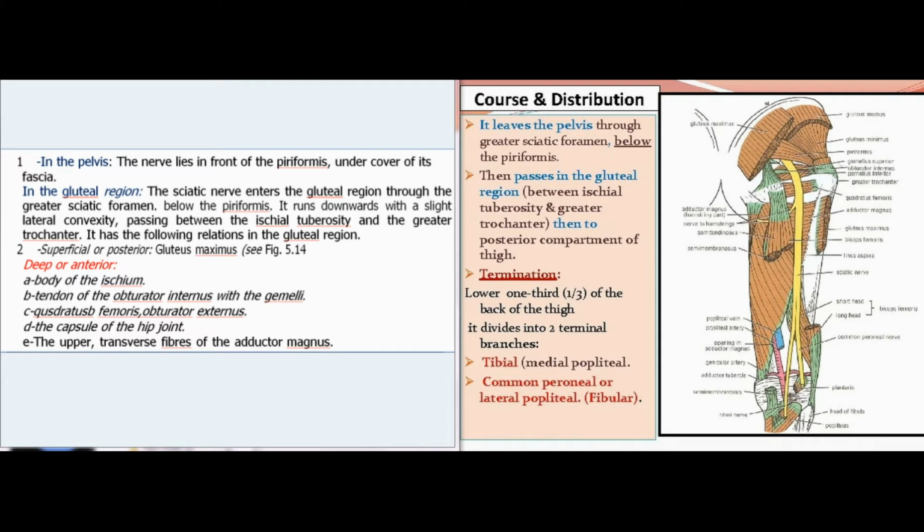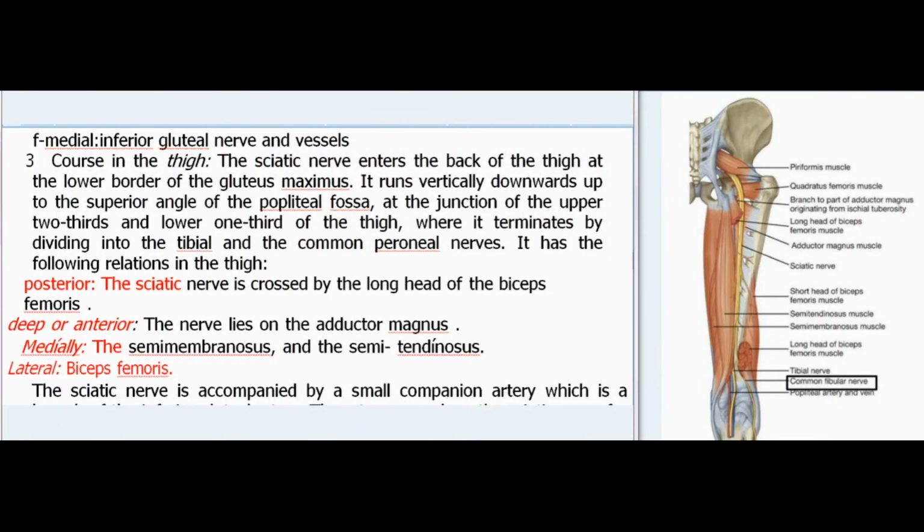Superficial or posterior: gluteus maximus, see Fig 5.14. Deep or anterior: A. The body of the ischium. B. Tendon of the obturator internus with the gemelli. C. Quadratus femoris and obturator externus. D. The capsule of the hip joint. E. The upper, transverse fibers of the adductor magnus. F. Medial: inferior gluteal nerve and vessels.